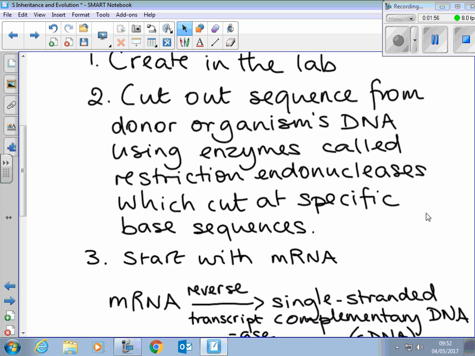Now, they have rather strange names, but those names come from the bacteria that they've been extracted from. Can't tell you what the first one is. The second one, HAE3, I think it is. It's always difficult to tell with sticks. They could be I's, they could be L's, they could be 1's.